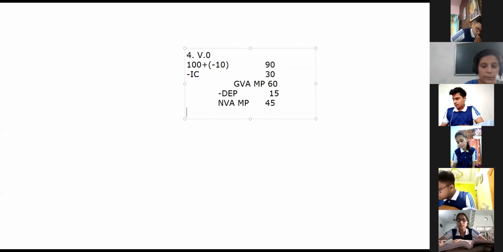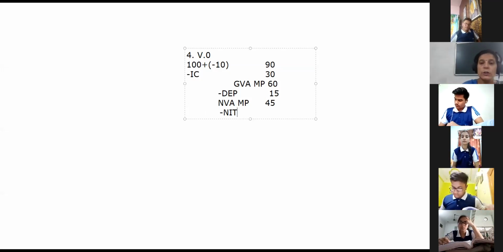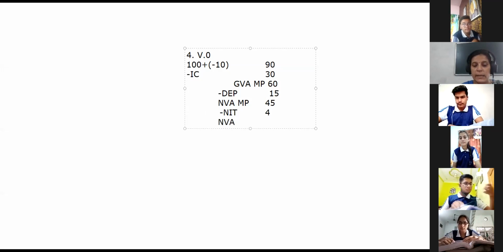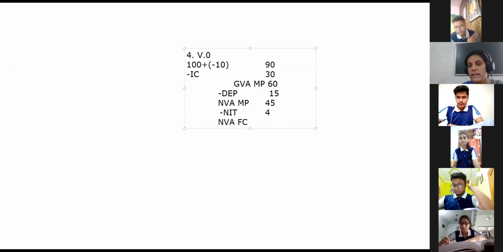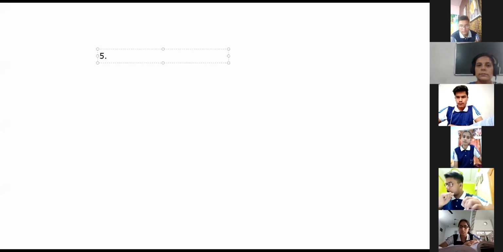And from this we will subtract net indirect taxes. Net indirect taxes, which is calculated as indirect tax minus subsidies. Indirect tax is 5 and subsidies are 1. So 5 minus 1, it comes out as 4, and we will get the answer NVA or NDP. एक ही बात है, NVA, NDP, D means domestic. NVA or NDP at FC as 41 crores. Okay, so this is our question number 4.